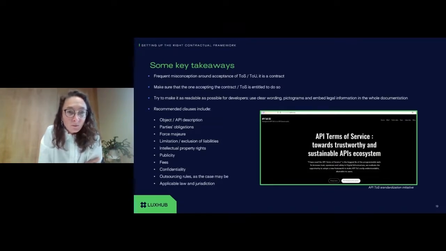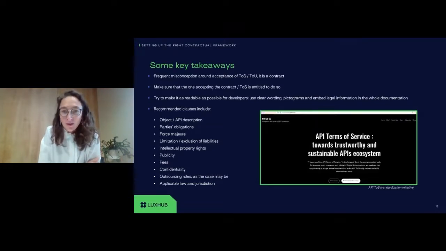Why not put in your API documentation some rules that recall what is in your terms and conditions? Why not put some pictograms? Why not have a way to make it more accessible? This is something that I say and that we try to work on. It's not an easy task, but we're not the only ones.